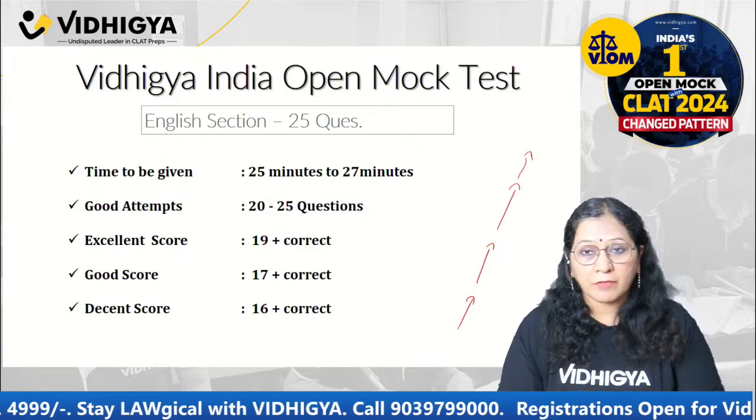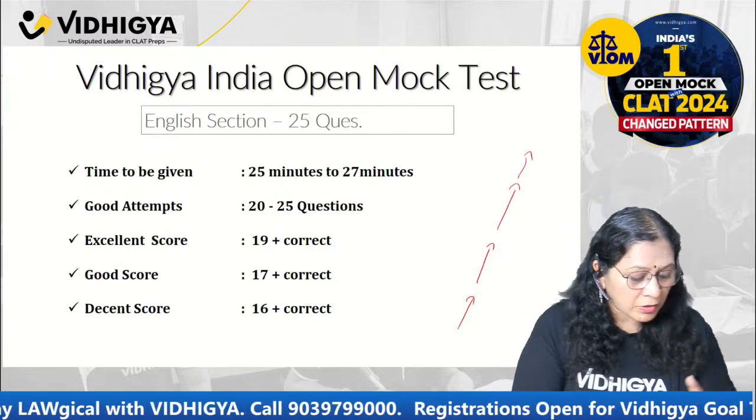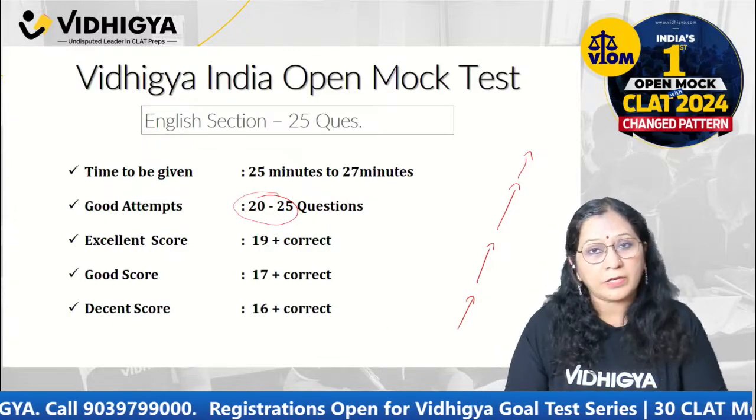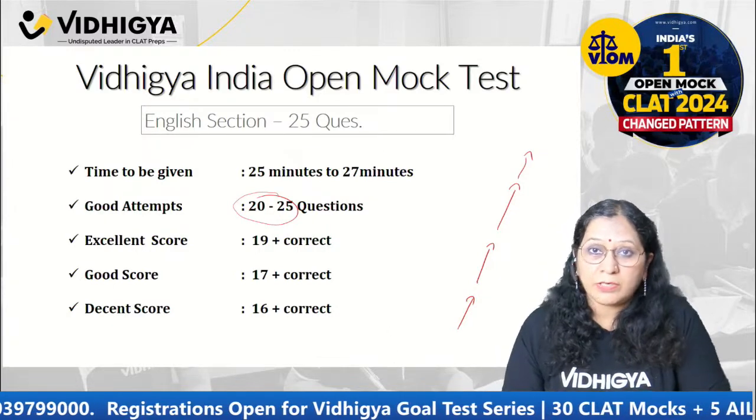ठीक है. If you are solving or attempting anything between 20 to 25, that should be your target. And let's see what you did.